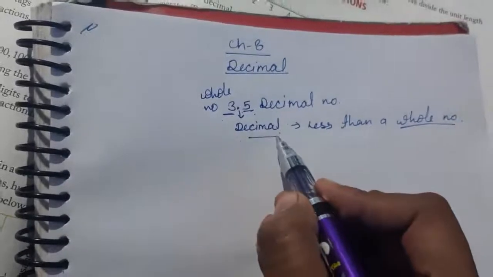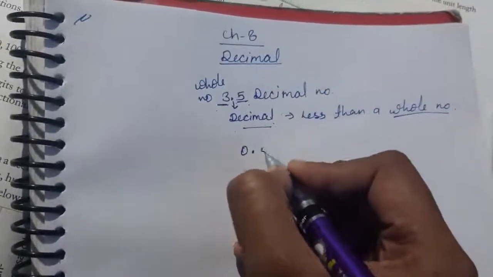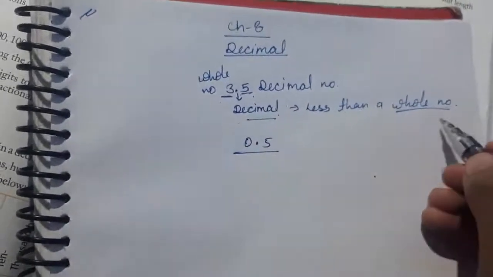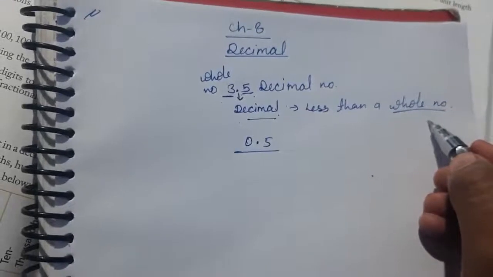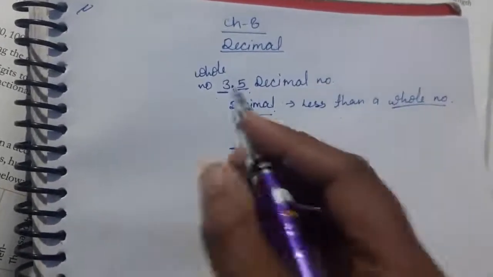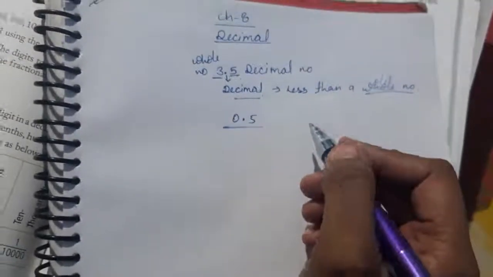And a decimal represents less than a whole number. That is, this 0.5 represents less than a whole number. A whole number does not come with a point; it is always an actual number. Do you understand now the difference between a decimal and a whole number? Now let us study more about this decimal.